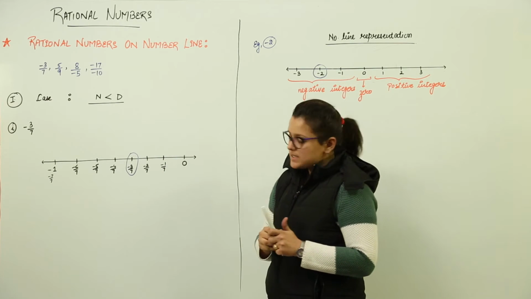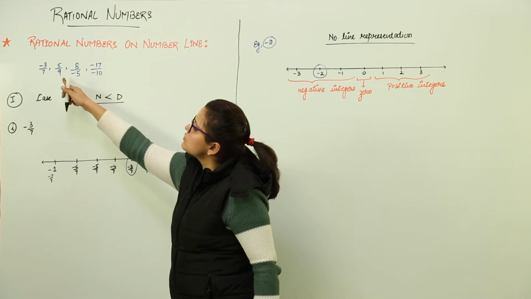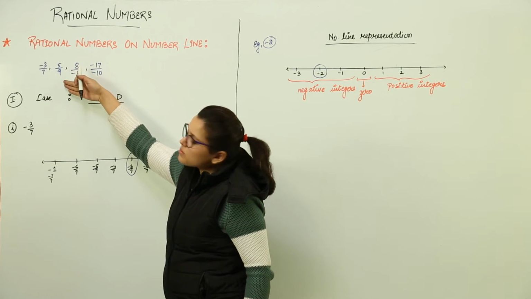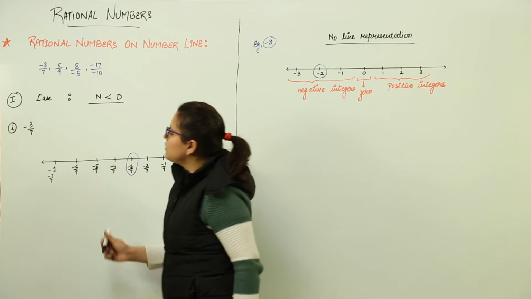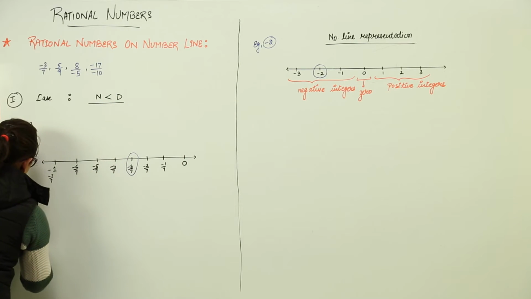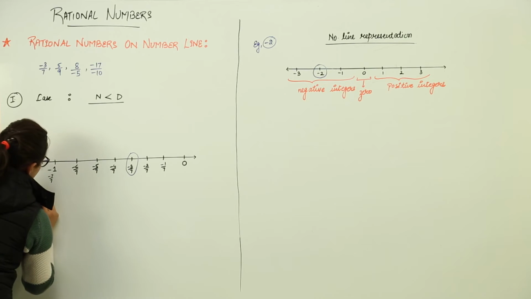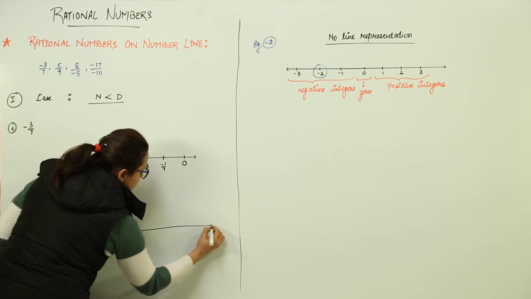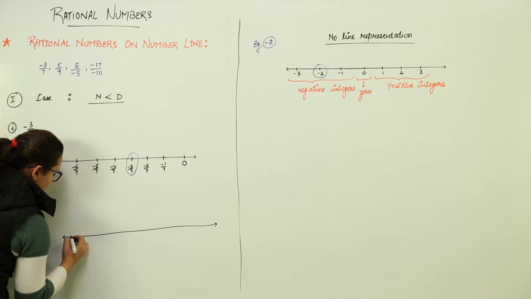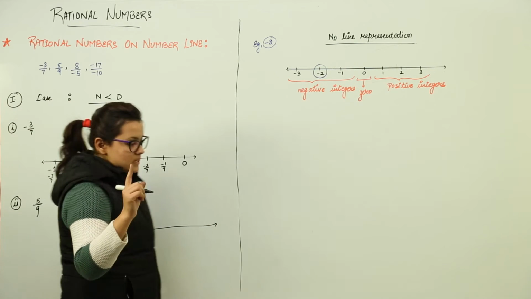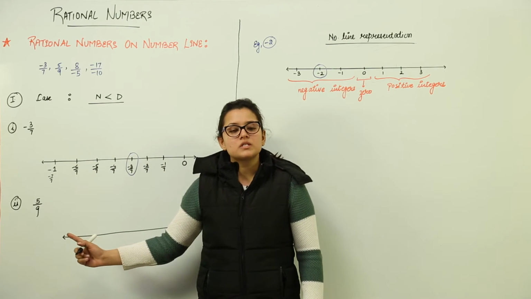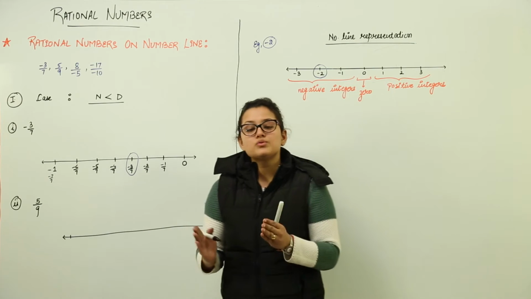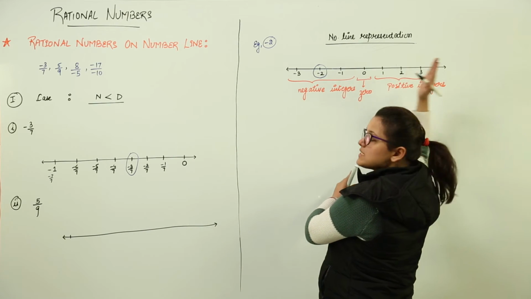Got it? Similarly, we have the next case also of the same kind. Here also you can see that the numerator is smaller than the denominator. So we will be doing the similar thing. We will take 5/9. Now I am going to draw the line of any measurement I want. First step, see whether the number is positive or negative. It is a positive number. So obviously it is going to lie to the right hand side of 0.